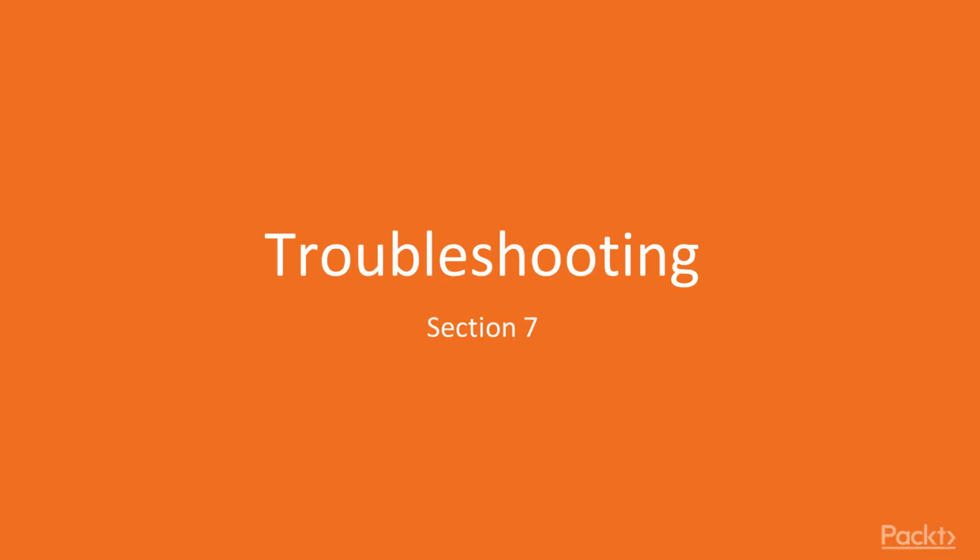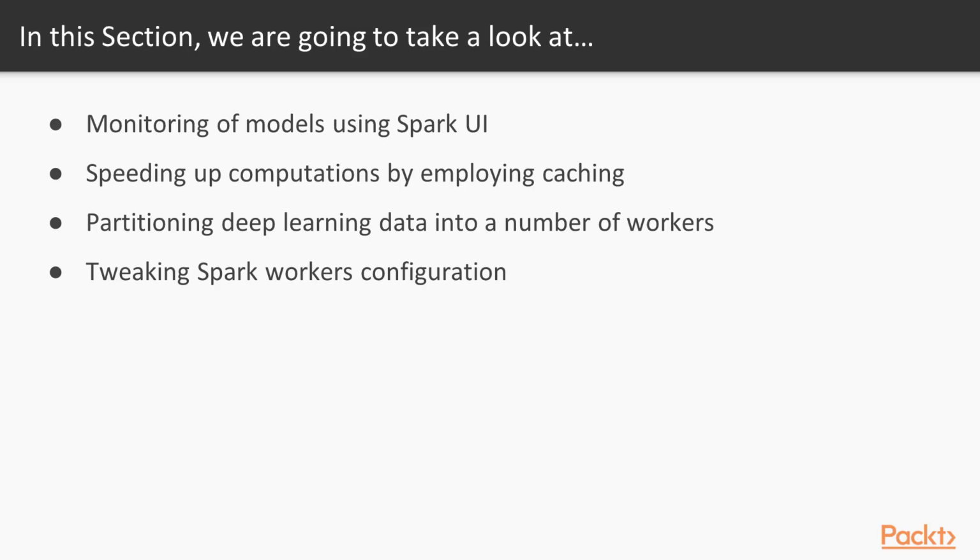Welcome to the 7th section, the last section of our course. In this section, we do troubleshooting of the Apache Spark engine in the context of deep learning neural network algorithms and in the context of Deeplearning4J that leverages Spark. So if you have a problem with Deeplearning4J performance, you can apply those techniques to debug and troubleshoot your programs. At the beginning, we will see monitoring of models using Spark UI.